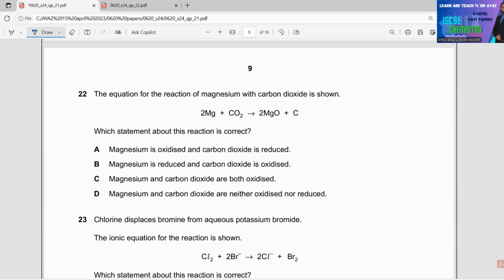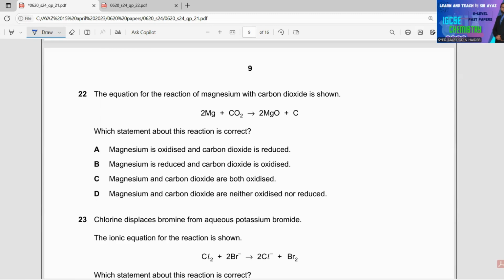Number 22, the equation for the reaction of magnesium with carbon dioxide is shown. 2Mg plus CO2 gives 2MgO plus C. Which statement about this reaction is correct? A. Magnesium is oxidized and carbon dioxide is reduced.